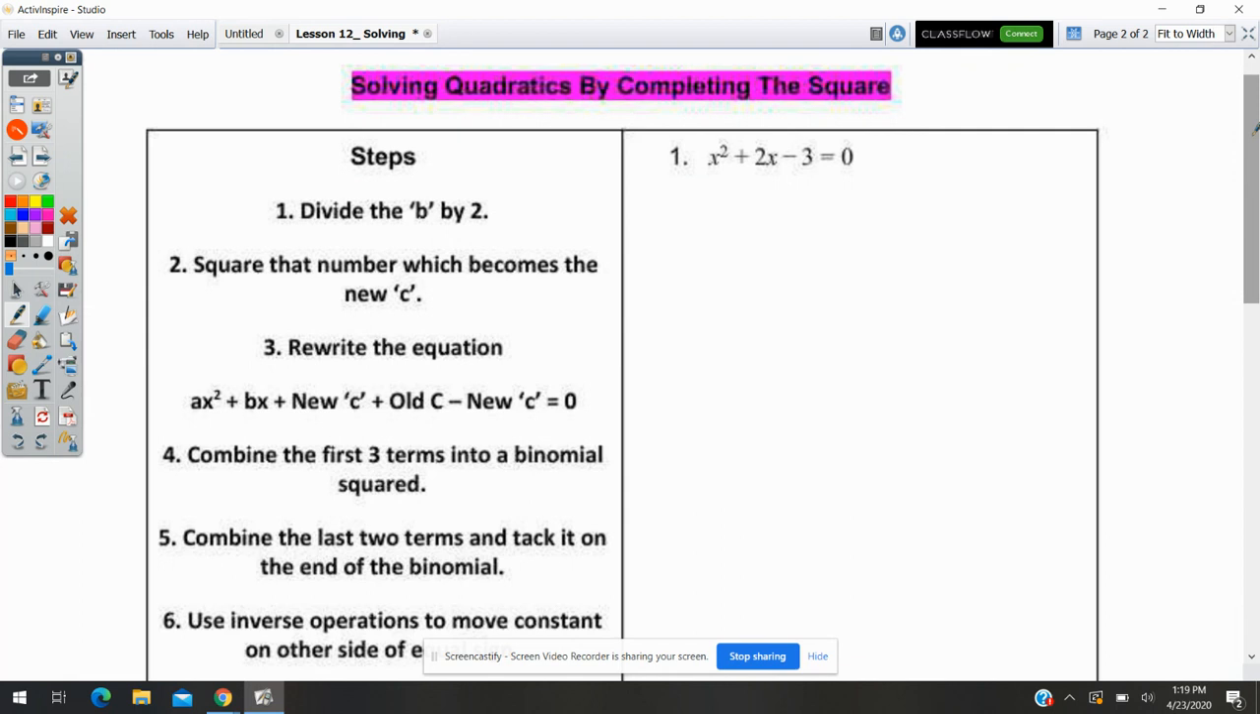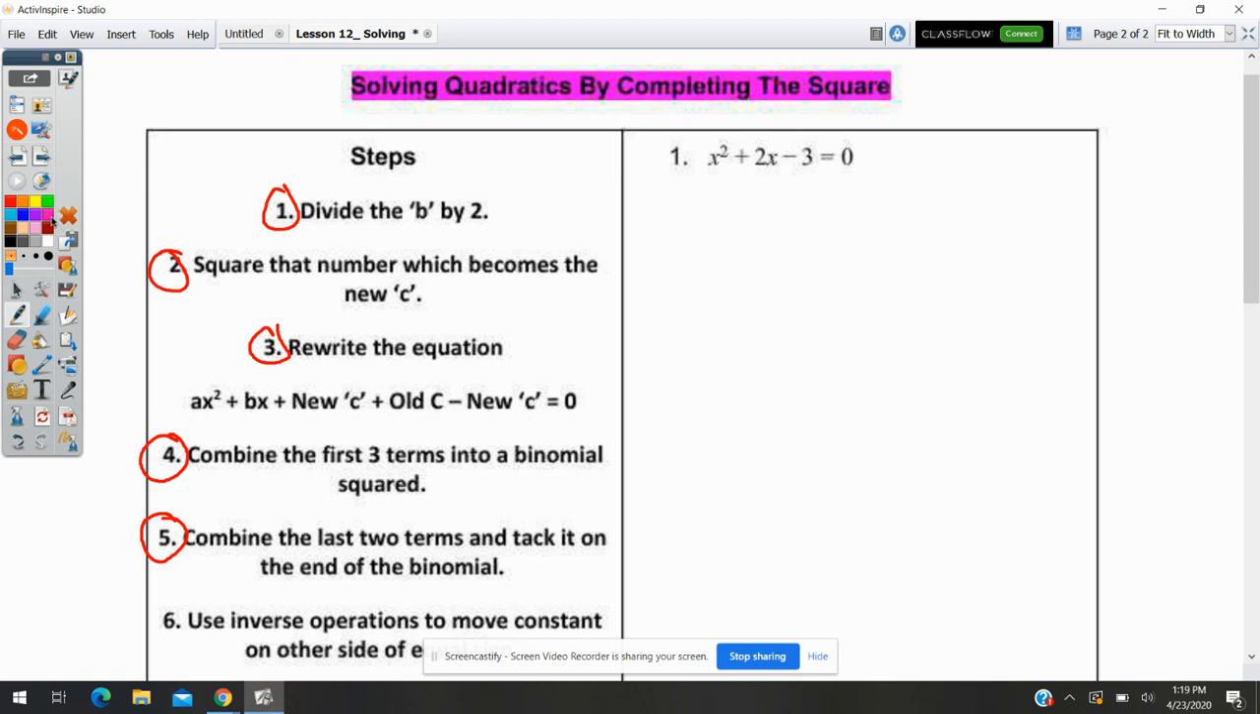I'm going to finish up the two examples of solving quadratics by completing the square. So we're going to combine everything here. We're going to follow the first 5 steps here, which are just factoring by completing the square, or putting it into vertex form. And the last 3 are actually solving for our x values.